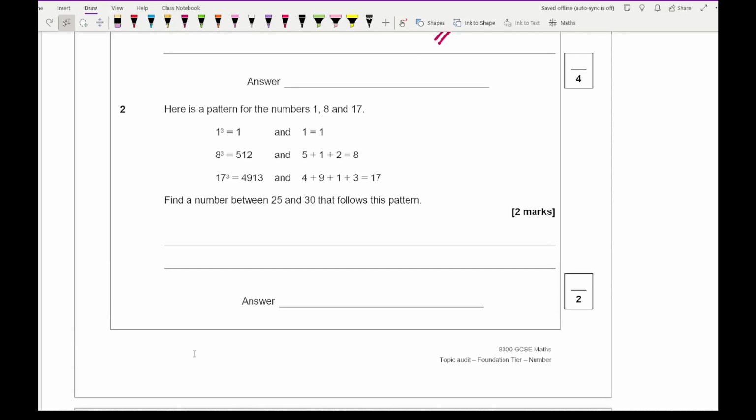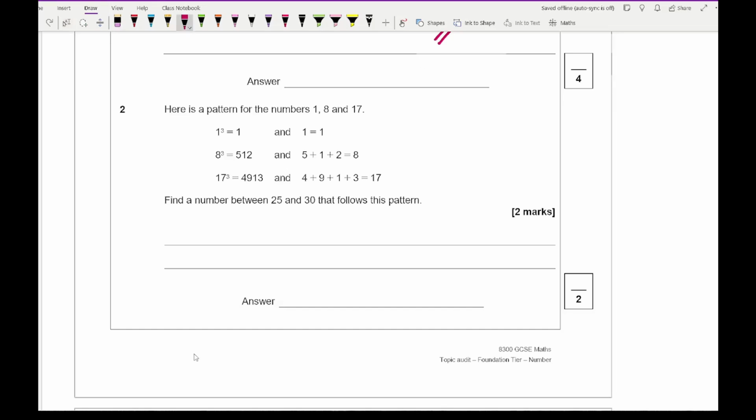Then moving on to question 2, it says here is a pattern for the numbers 1, 8 and 17. So 1 cubed is 1 and 1 equals 1. 8 cubed is 512 and 5 plus 1 plus 2 is 8. 17 cubed is 4,913 and 4 plus 9 plus 1 plus 3 is 17. And the question is asking us to find a number between 25 and 30 that follows this pattern.